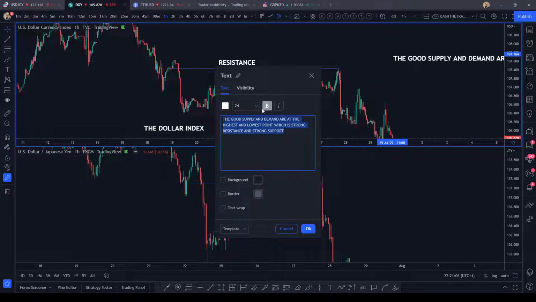Let me increase the font size. Let me decrease the font size rather. I think that's too much. Then text wrap. Yeah, good, beautiful.